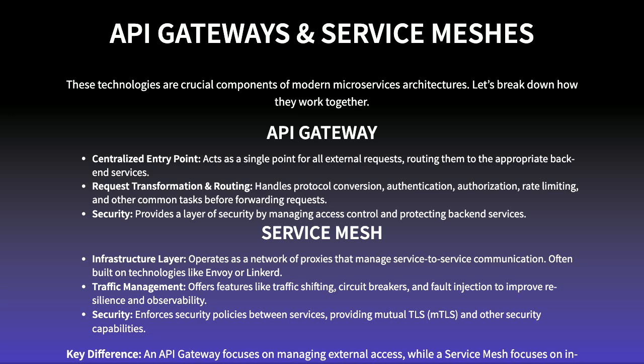Now a service mesh is more like a backstage crew managing how the internal services talk to each other. It's an infrastructure layer that automatically handles traffic, provides resilience through things like circuit breakers, and enforces security policies between those services. They are different but complementary. The gateway deals with what goes *at* the edge, while the mesh manages what's happening *within* your application.